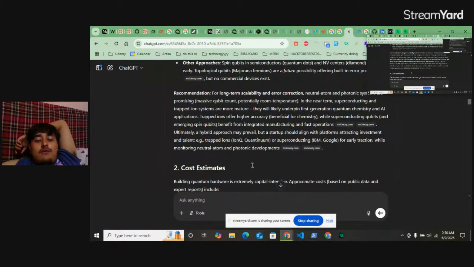Okay, my focus should be on the trapped ions and the superconducting, but I should also look into the neutral atom and photonic development.